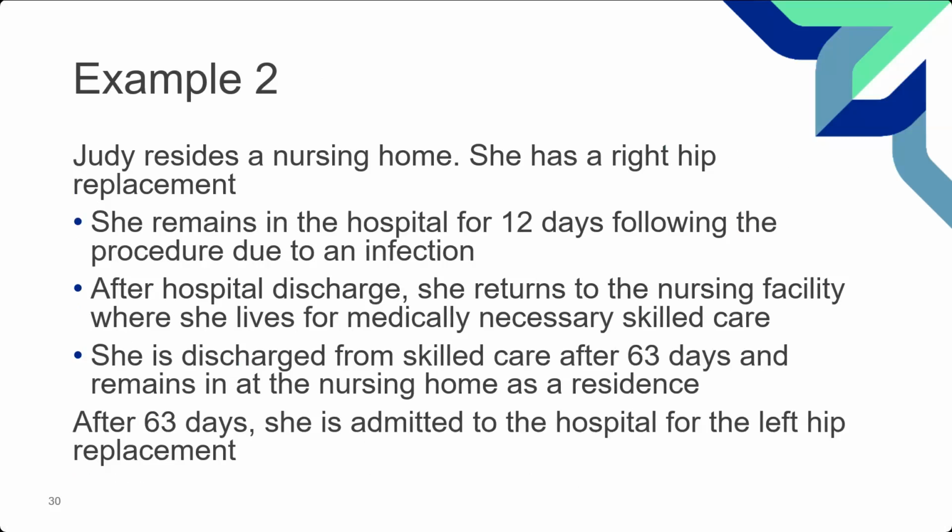She is discharged from the skilled care after 63 days and remains at the nursing home as a resident. So back to not medically necessary. After 63 days, she is admitted to the hospital for a left hip replacement. Okay, so she had one, now she's getting the other one done. What do we know about this one?